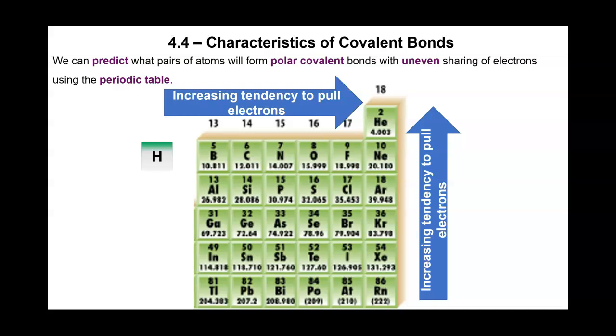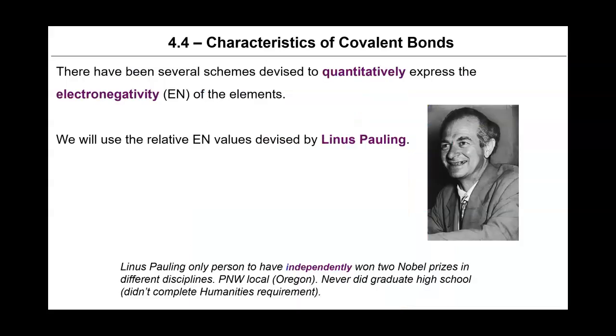We can predict what pairs of atoms will form polar covalent bonds with unequal sharing of electrons using the periodic table. The reason is that the tendency of an atom to pull shared electrons towards itself increases from the bottom left of the periodic table towards the top right. There are a bunch of schemes that attempt to quantify the tendency of an atom to pull electrons towards itself. This tendency is called the electronegativity of an atom, often abbreviated with the letters uppercase E and N.